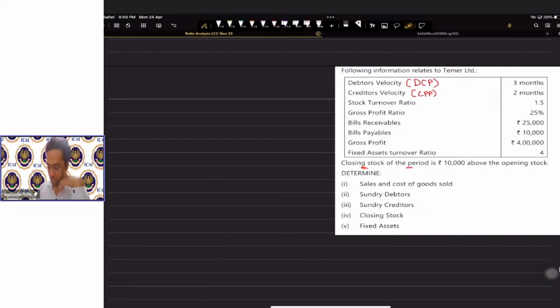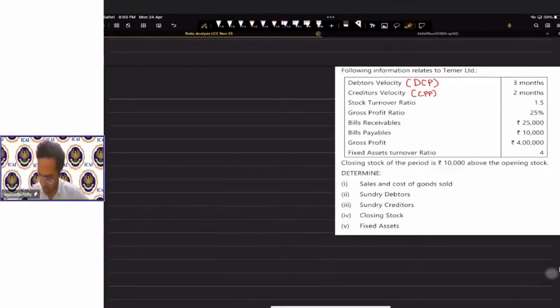Closing stock of the period is 10,000 above the opening stock. So closing stock is 10,000 higher than the opening stock, and we are supposed to determine the sales, cost of goods sold, sundry debtors, sundry creditors, closing stock, fixed assets. Okay. Now for this, we have to compute all of them.